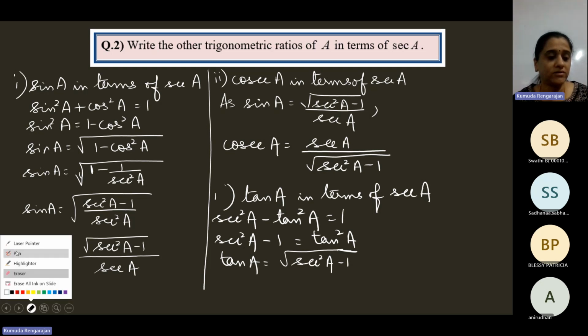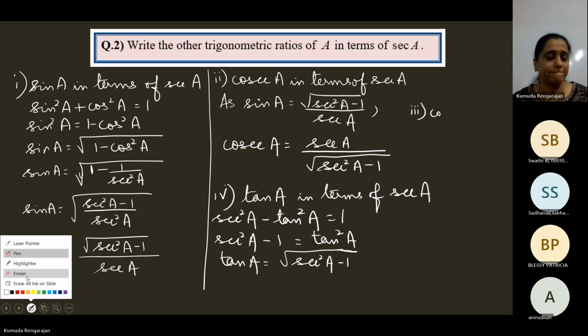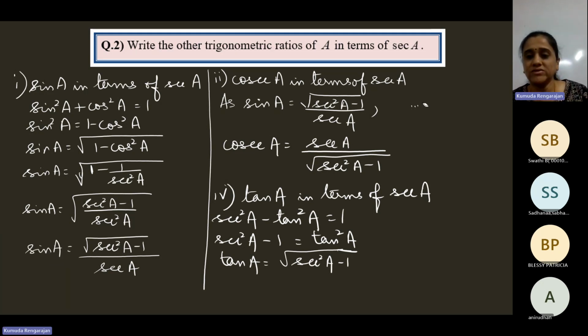This is 4. I didn't write cos in terms. Third one, what is 3? Cos A in terms of secant A. Actually, that should be the third one. I was just trying to write in an order. So sine, we understood. Sine in terms of secant. Then after writing sine, I wrote cosecant because it is the reciprocal. What is the reciprocal of sine A? Cosecant A. So cosecant A will be secant A by root of secant square A minus 1.